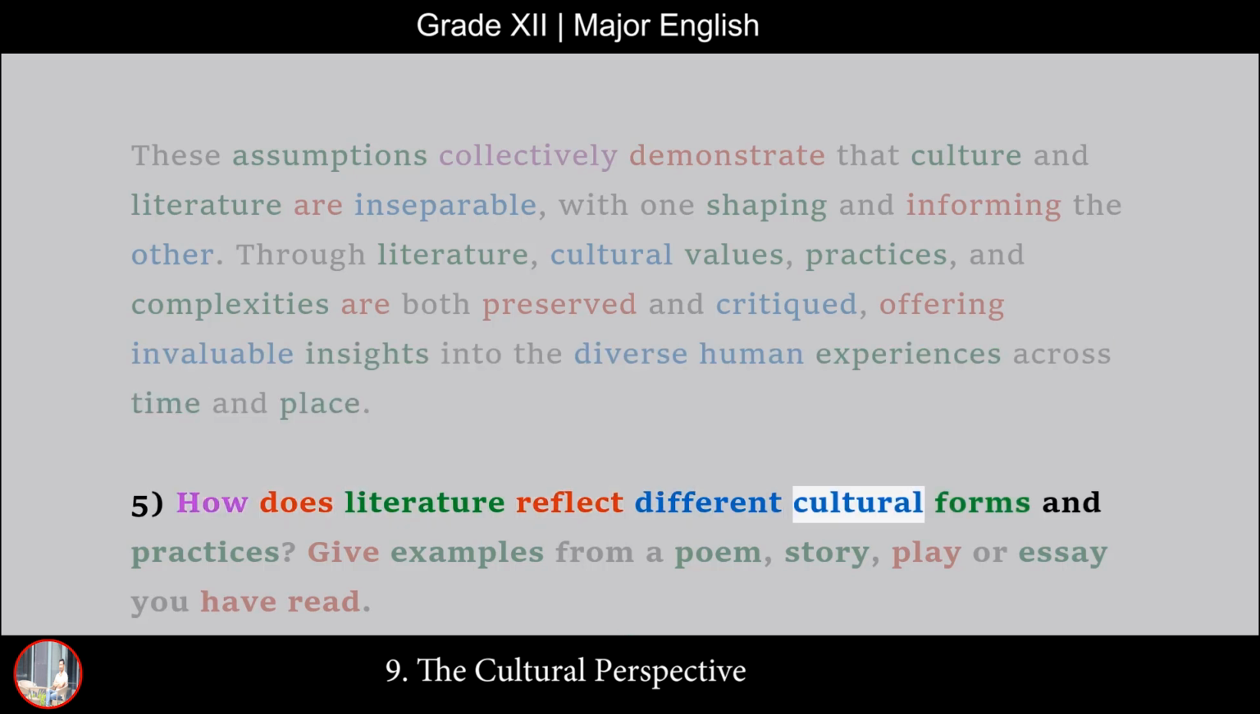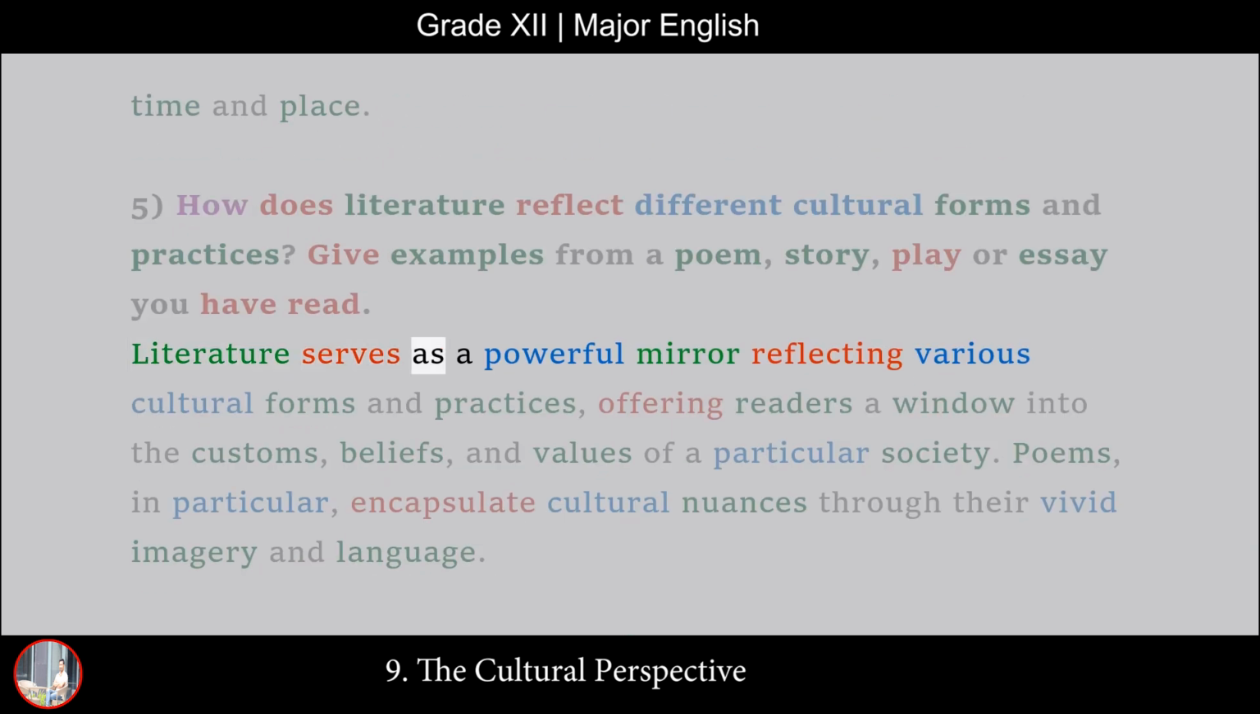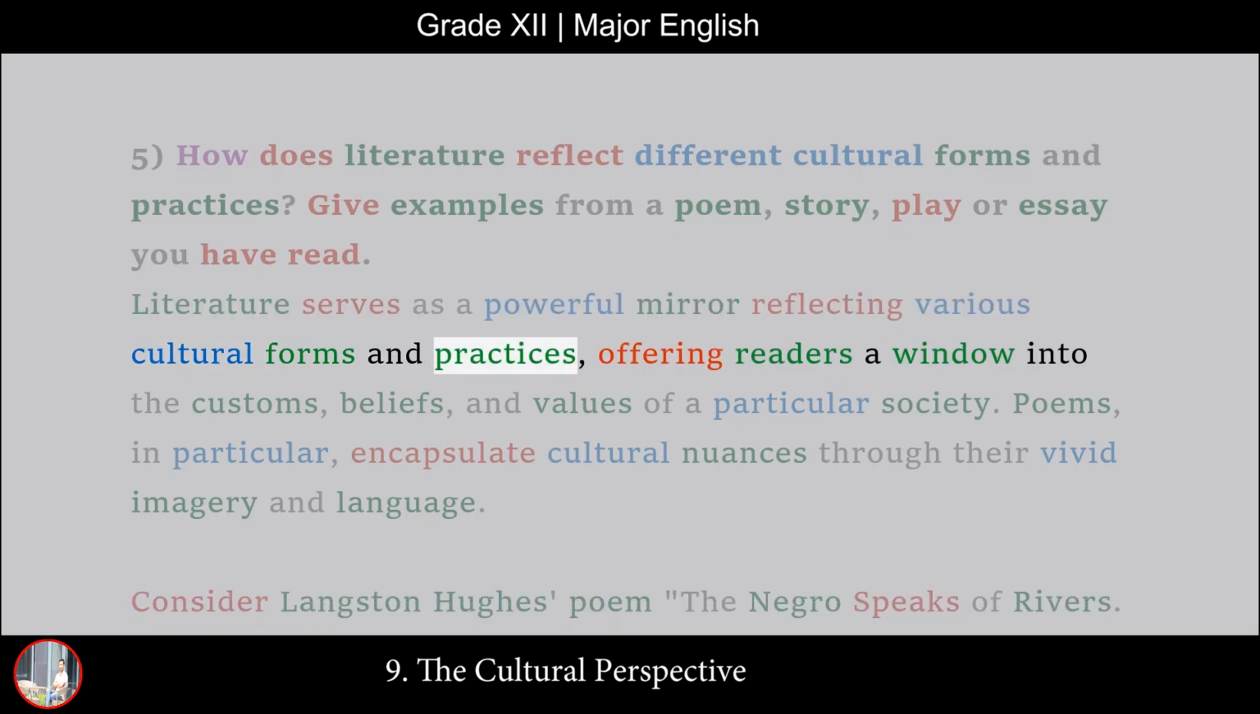5. How does literature reflect different cultural forms and practices? Give examples from a poem, story, play, or essay you have read. Literature serves as a powerful mirror reflecting various cultural forms and practices, offering readers a window into the customs, beliefs, and values of a particular society.